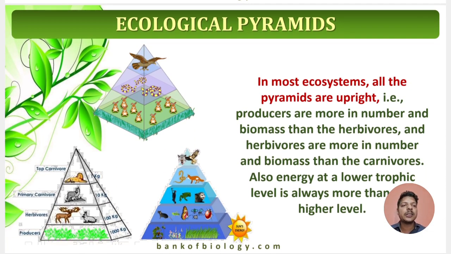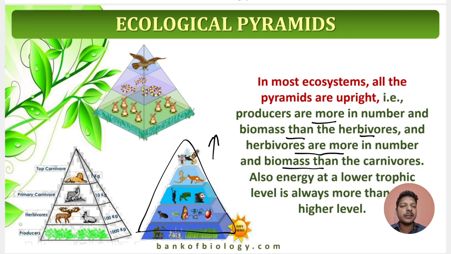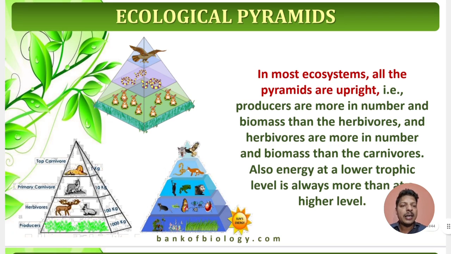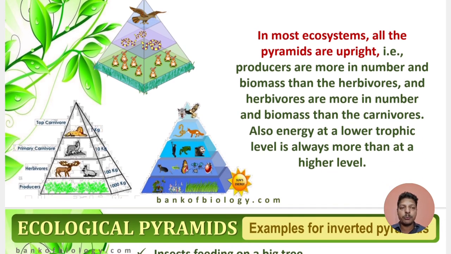Then, in most ecosystems, all the pyramids are upright, meaning straight. Upright means like this, like a pyramid shape, straight one. That is, producers are more in number and biomass than the herbivores, and herbivores are more in number and biomass than the carnivores. Also, energy at a lower trophic level is always more than at a higher trophic level.